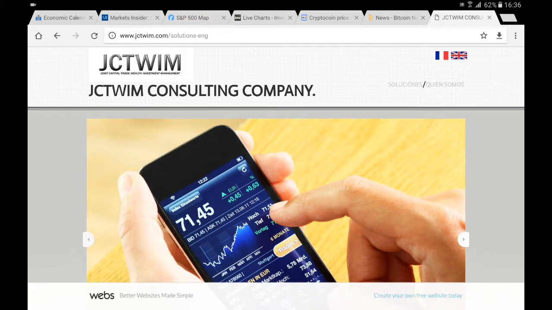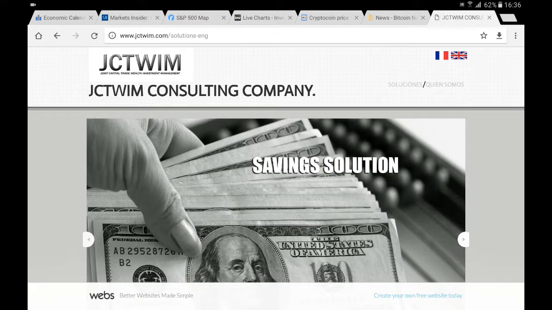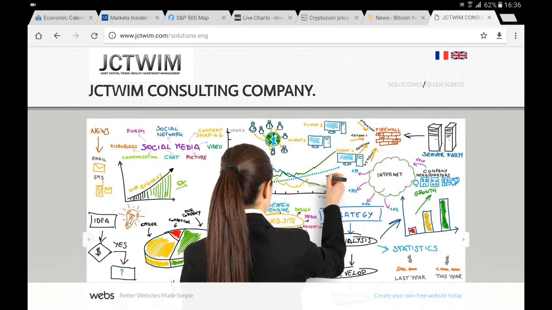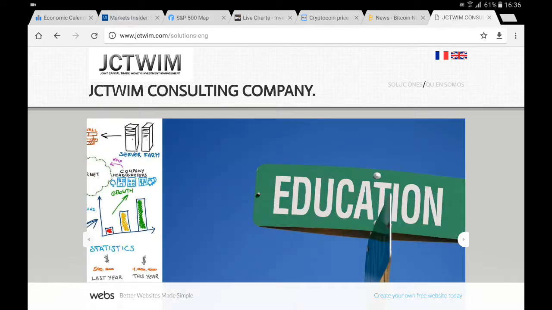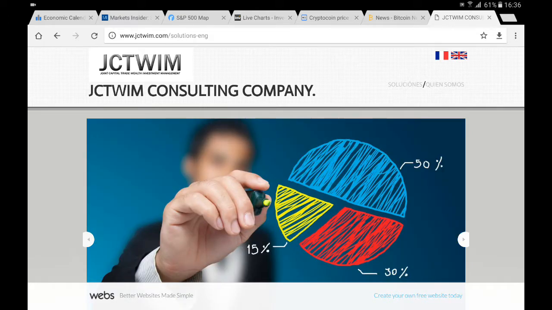Next, we're going to have a look at some news concerning the markets. And then we're going to have a look at the S&P 500 sectors map. Next, we're going to do some technical analysis and price action. And next, we're going to finish with some cryptocurrencies, analyzing, charting, price action. And we're going to have a look at cryptocurrencies ranking. Okay, so now let's begin.